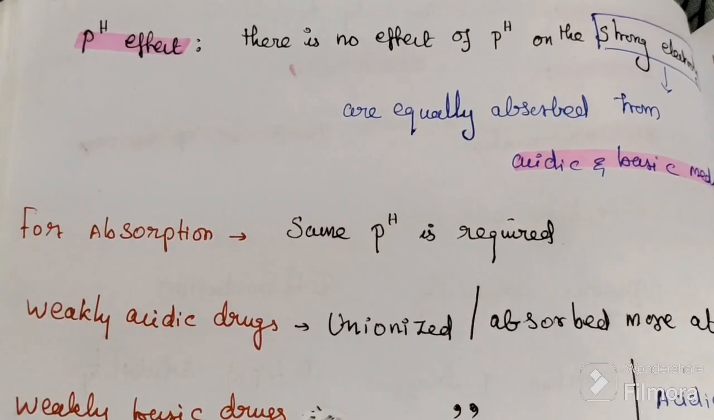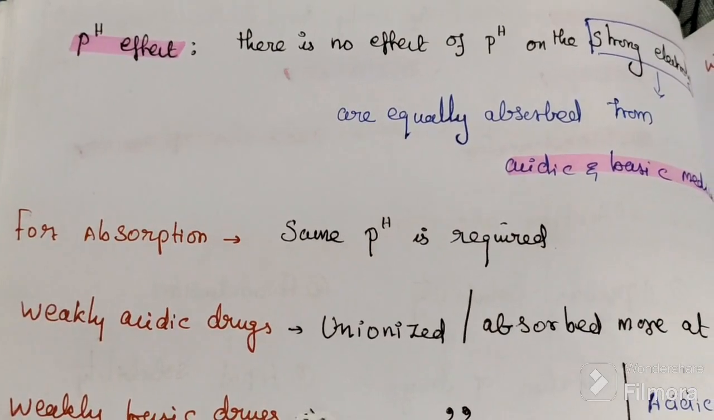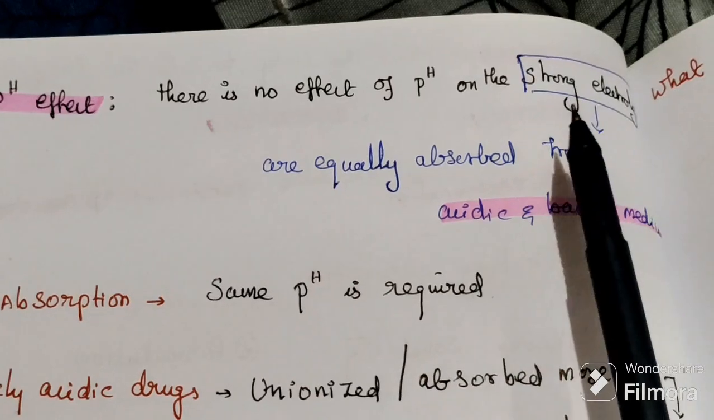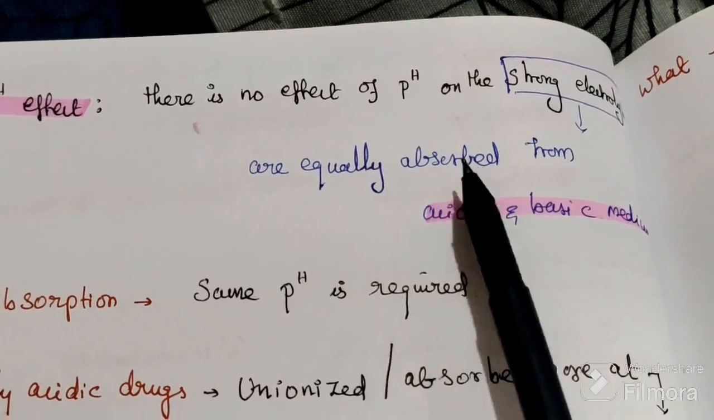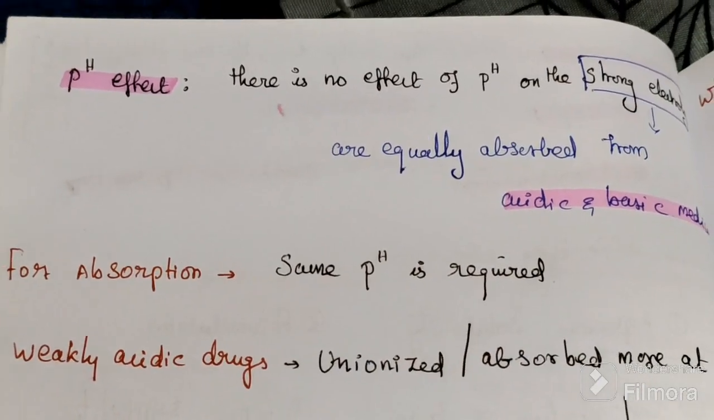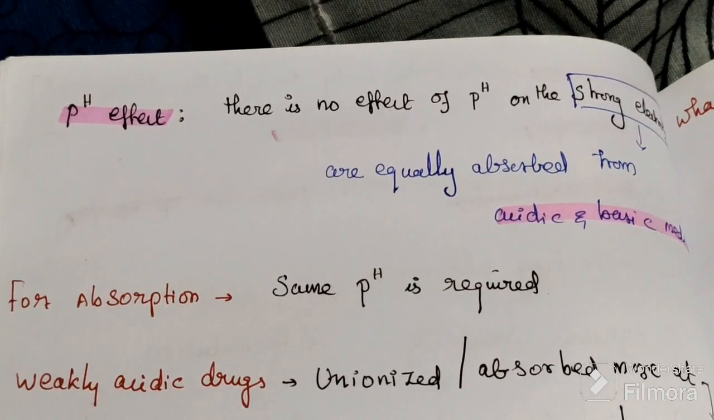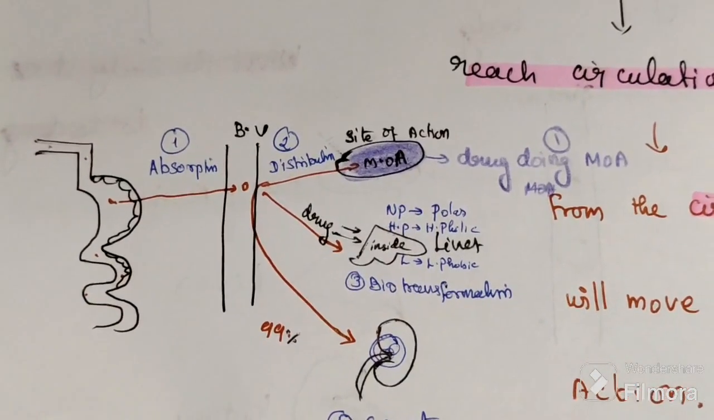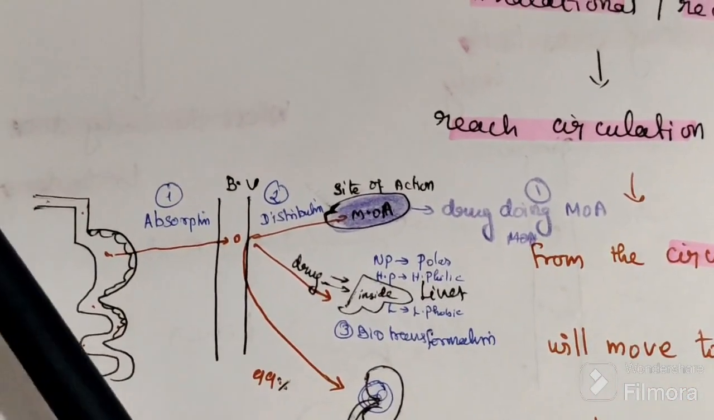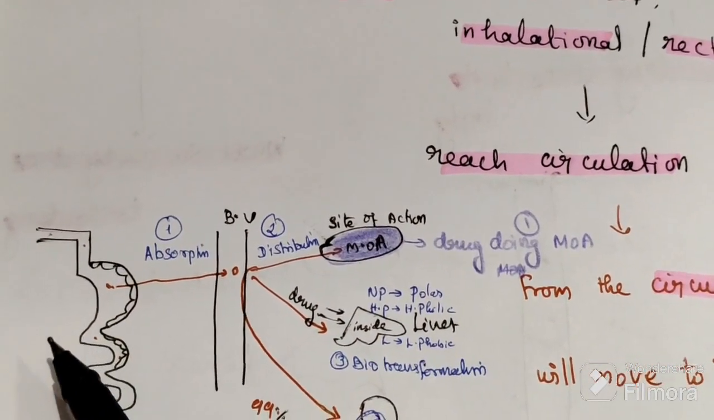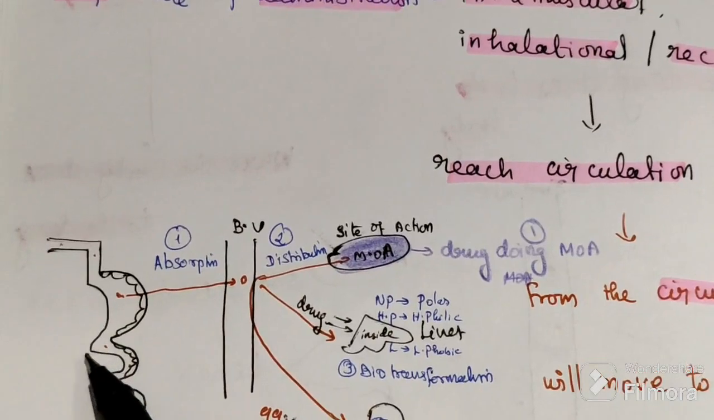So now we are not talking about strong electrolytes, because there is no need for them; they are equally absorbed in acidic and basic medium. We want only the weak electrolytes. See this diagram we have taken: the oral route, so the drug is going inside.